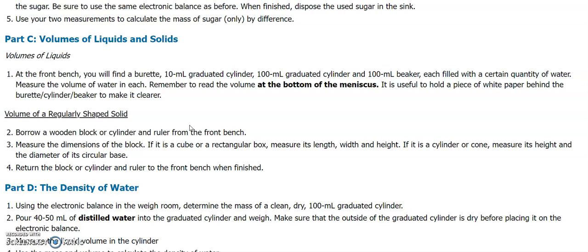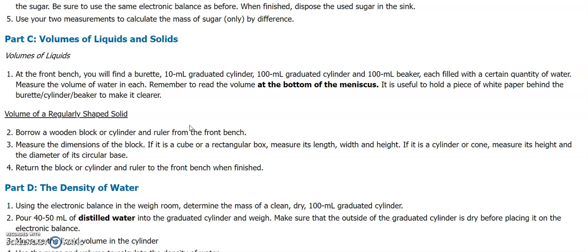Now, volume of liquid and solid. Volume of liquid: at the front bench, you will find a burette, 10 milliliter graduated cylinder, 100 milliliter graduated cylinder, and 100 milliliter beaker, each filled with a certain quantity of water. Measure the volume of water in each. Remember to read the volume at the bottom of the meniscus. It is useful to hold a piece of white paper behind the burette, cylinder, and beaker to make it clearer.